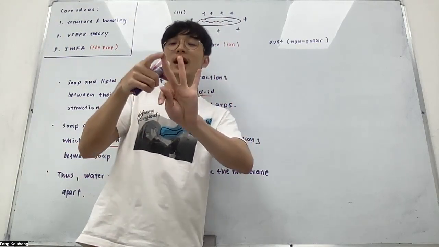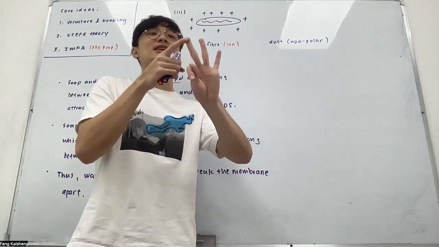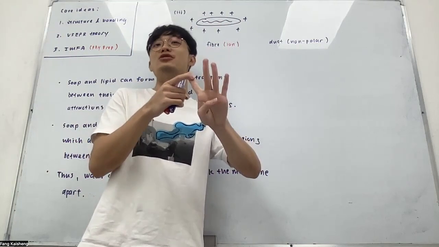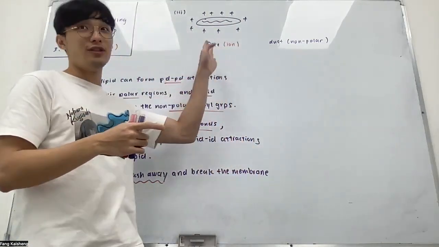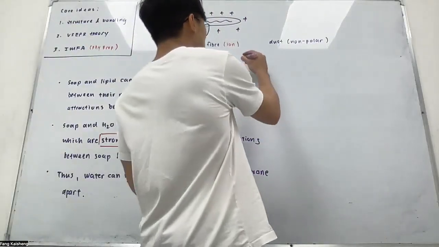ID, PD, hydrogen bonds, it's all increasing in strength, right? And then in the last lesson I mentioned there's a 4th interaction that's actually stronger than hydrogen bonds. Ion dipole interactions. Okay, let's see this first.